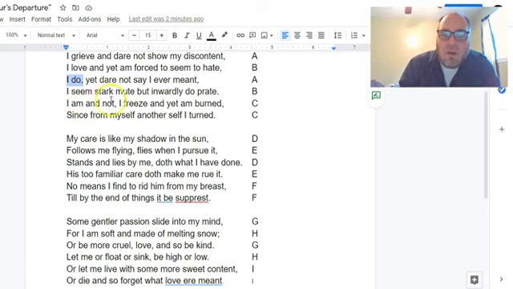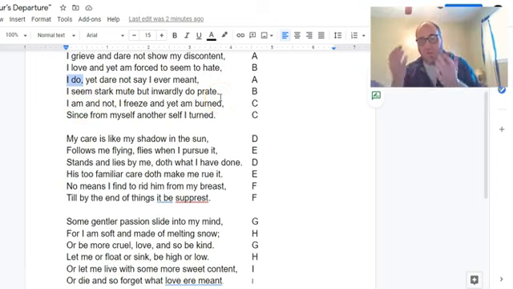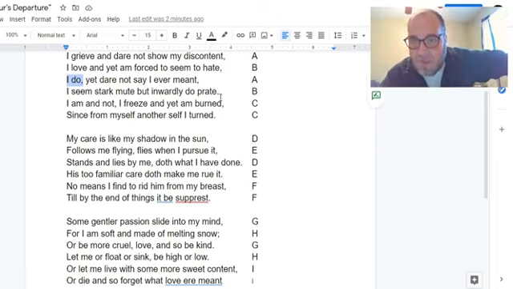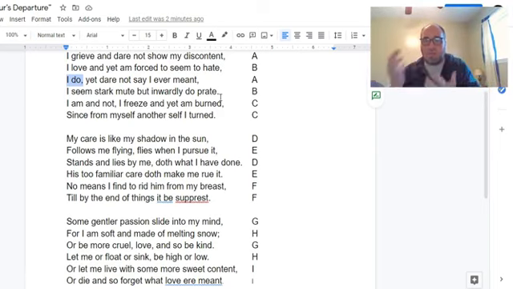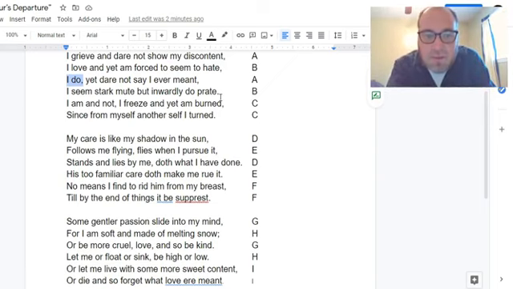I seem stark, mute, but inwardly do prate. So on the outside, we're getting this duality here. On the outside, she's mute, she's silent, she's sitting there with her lips sealed. But inwardly, she's prating. Now, to prate is to sort of babble and talk obsessively. So her thoughts are going a million miles per minute, even though you see her sitting there on her throne without thinking that anything's going on.